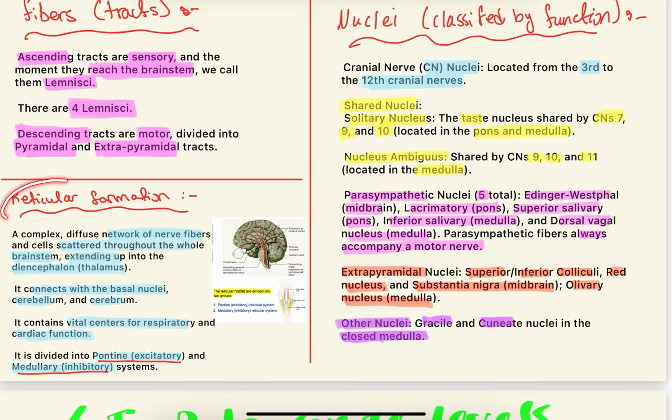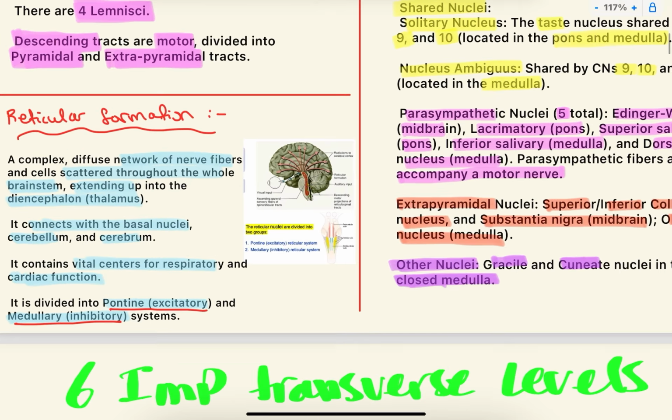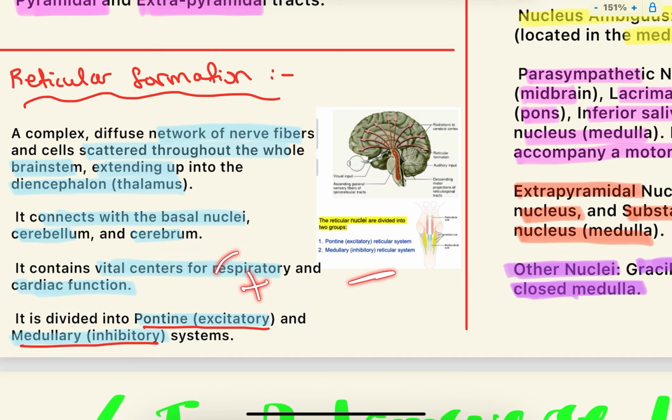Now, whenever we mention the reticular formation, we also mentioned it in the external features video. It's basically fibers that are all over the brainstem and the thalamus, and they connect the cerebellum with the cerebrum and the basal nuclei. And we said they're very important for what? The vitals, like respiration, cardiac function, and blood pressure. And we said what? It's divided into two: pontine, excitatory, and medullary, inhibitory. Again, the reticular formation has an excitatory part and an inhibitory part. Excitatory is called the pontine, inhibitory is called the medullary.